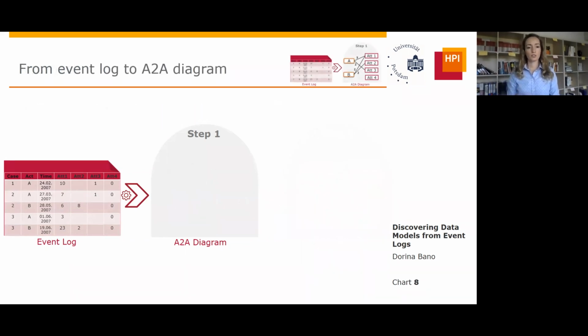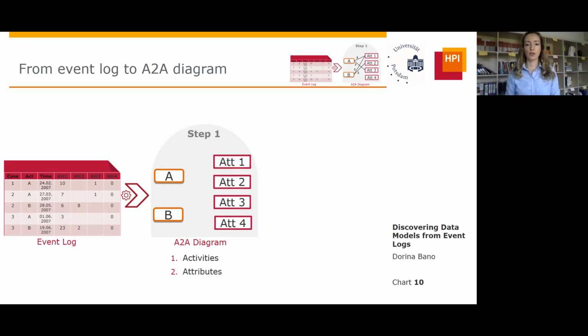In the first step, we start from an event log and we would like to construct an activity attribute relationship diagram. The first thing that we have to do is to identify the activities from this event log. In this example event log, we have two activities, activity A and activity B. Next, we have to identify the attributes of this event log, which are four attributes in this case.